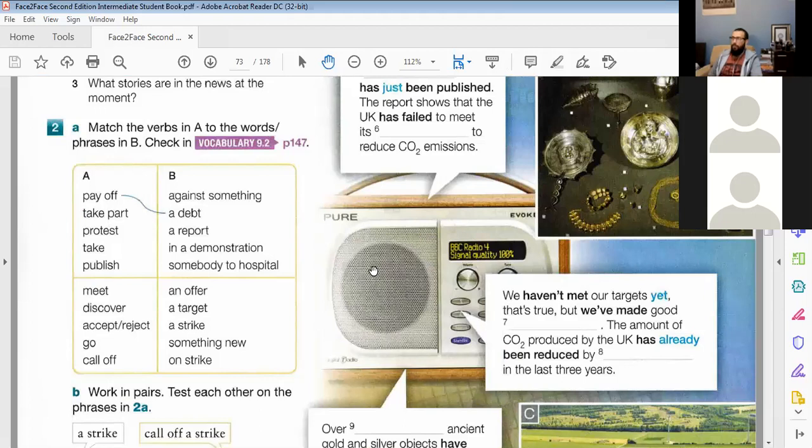Yeah. But do you expect it will happen later, maybe in the future, when we say we haven't met our targets yet, or we haven't started the lesson yet, or she hasn't arrived from Italy yet? Does this mean that maybe in the future this action will happen? Or do you think it's not going to happen? Maybe, yes. Yes, maybe. Correct. Usually when we use yet, it means the action hasn't happened, and it might happen in the future.